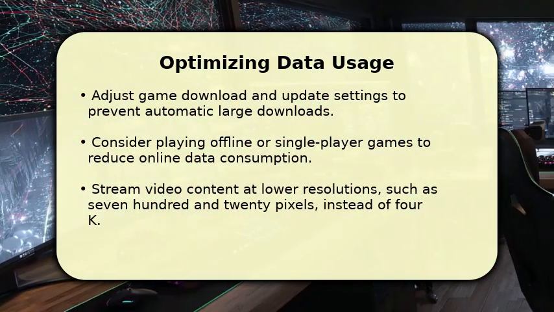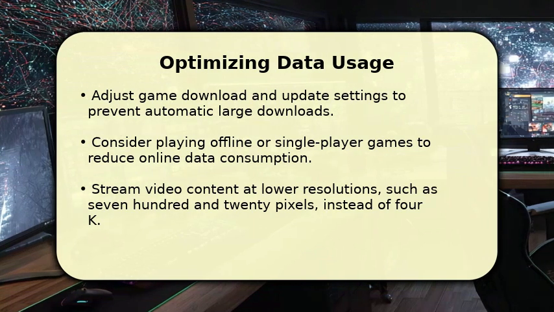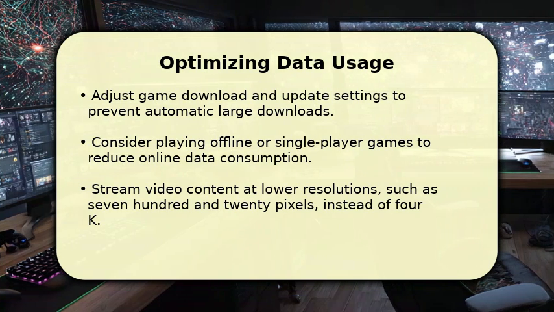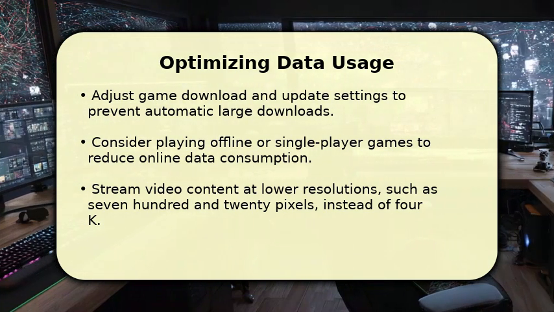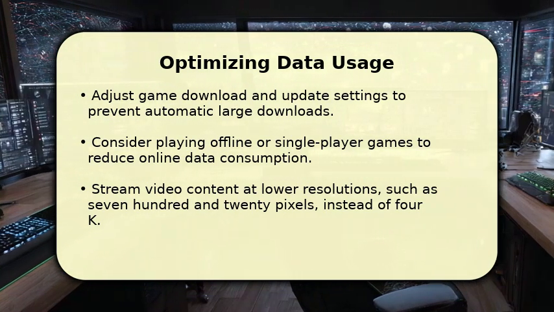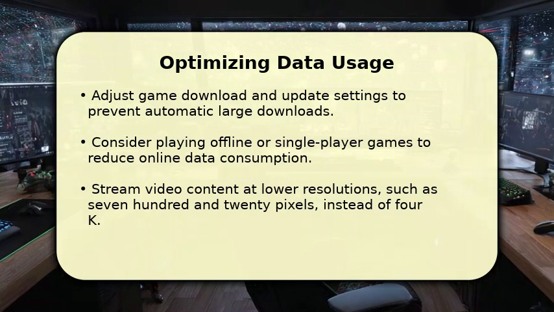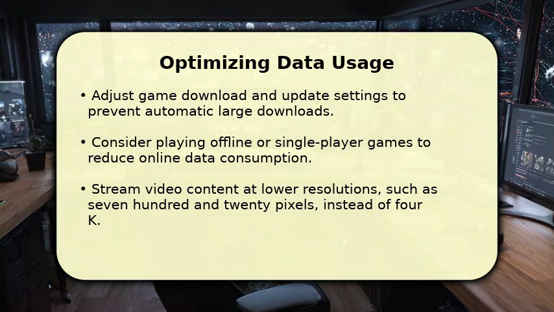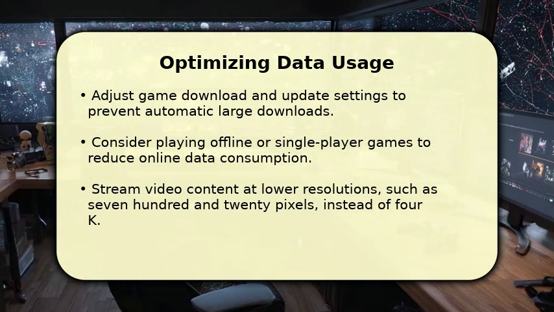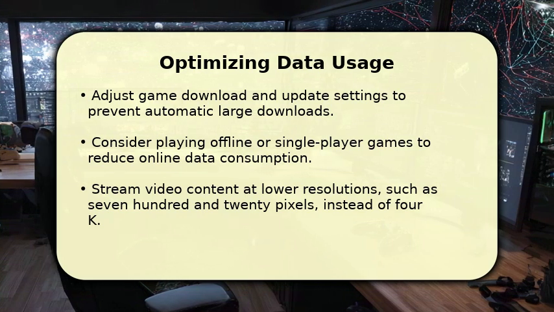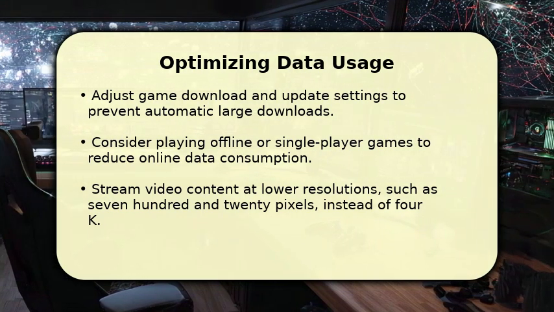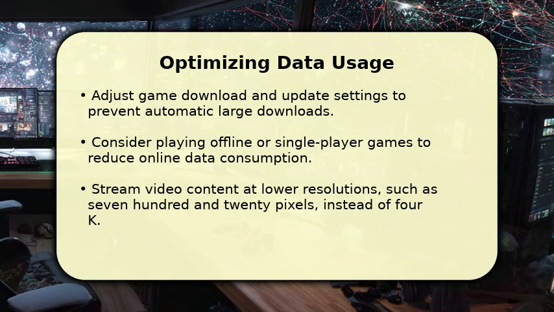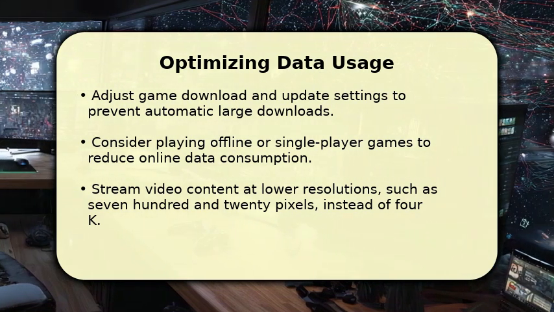To optimize your data usage, consider adjusting your Xbox settings. You can prevent automatic game updates and downloads, choosing instead to schedule them for off-peak hours or when you have ample data. Playing offline or single-player games significantly reduces your online data footprint. When streaming video through your Xbox, opt for lower resolutions like 720 pixels instead of 4K, which can consume up to 7 gigabytes per hour. These small adjustments can make a big difference.